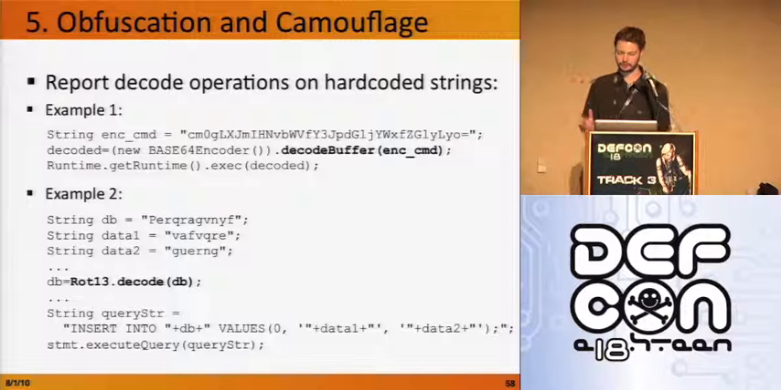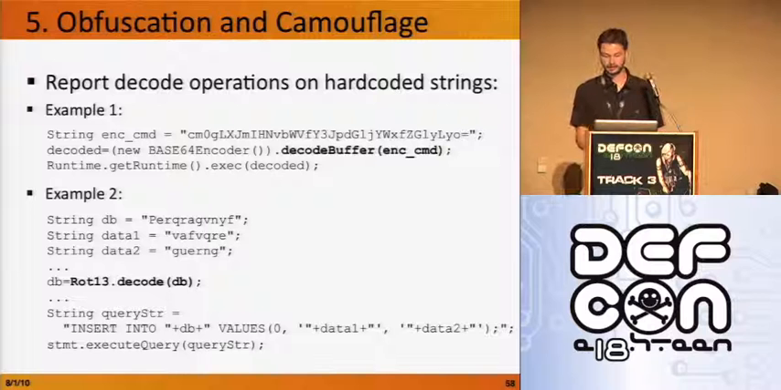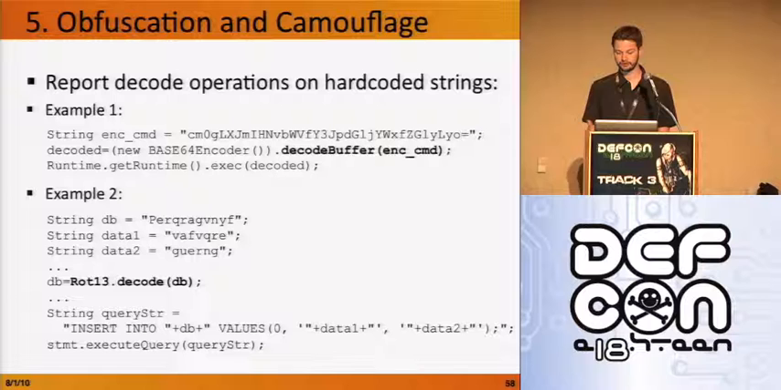And then the really useful one is if you're trying to decode hard-coded strings, we're going to flag that as an obfuscation and camouflage. That turned out to be a really useful one. We found a lot of issues with this kind of rule. If you decode a hard-coded string, it's very suspicious. It's implicitly saying, hey, I'm hiding something. So you do not want to have that in your code. So I hope that makes sense.